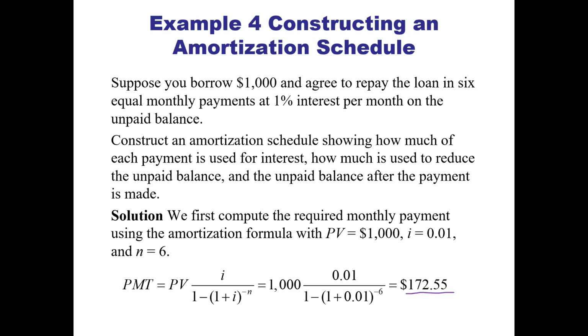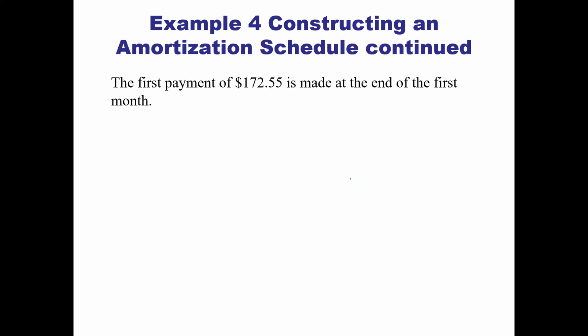$172.55. So that's not too bad. And we're making, again, six payments, so this is going to be a short table, just six lines. Now think about if you were paying off a house loan in 30 years, that's going to be hundreds of lines. So those are going to be saved for computers or Excel sheets or something else.